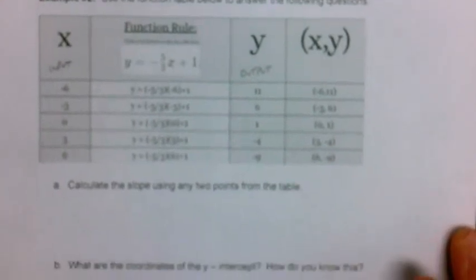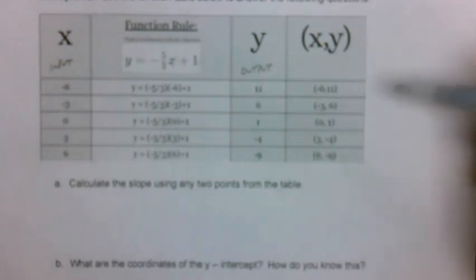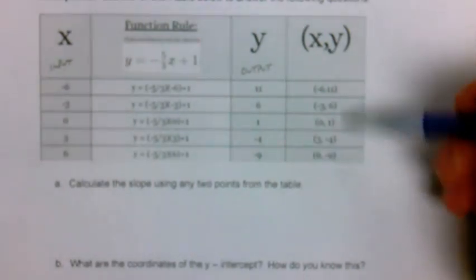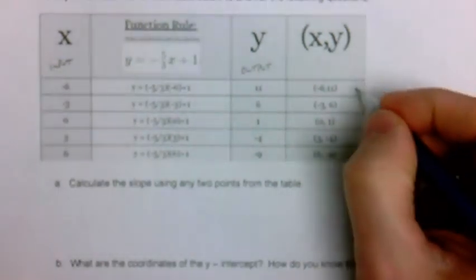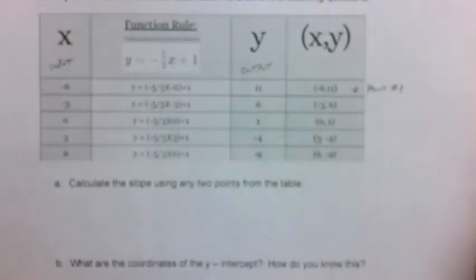What we're going to do in part A says calculate the slope using any 2 points from the table. All right, I just need 2 of these points to calculate the slope. So why don't we use this point right here? We'll call that point number 1.